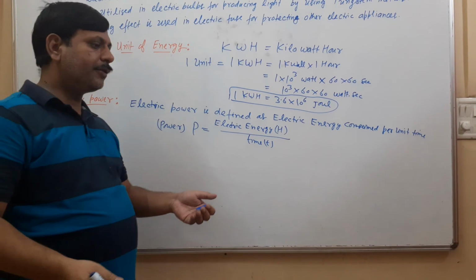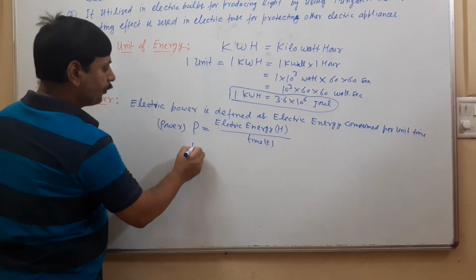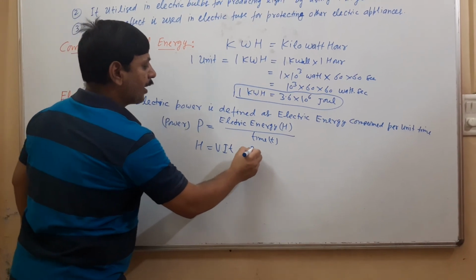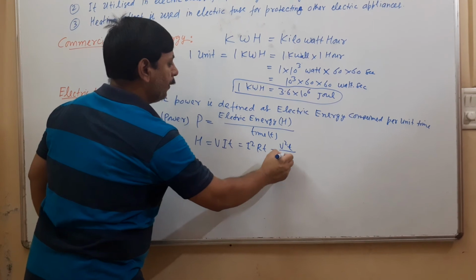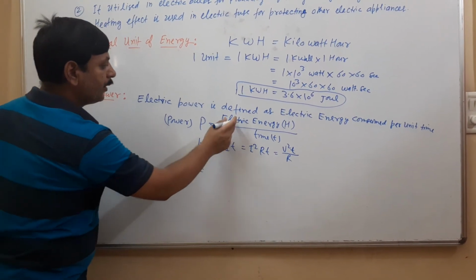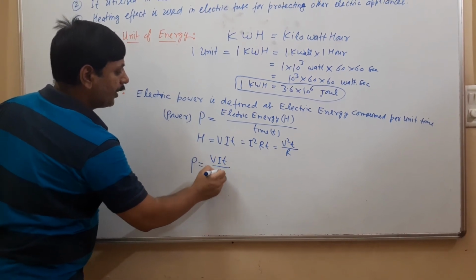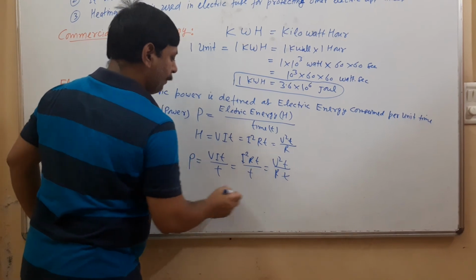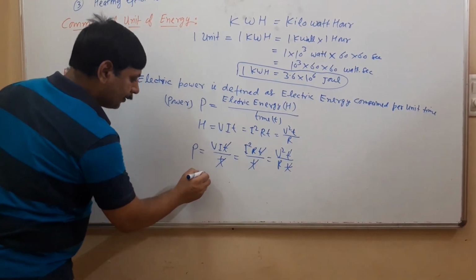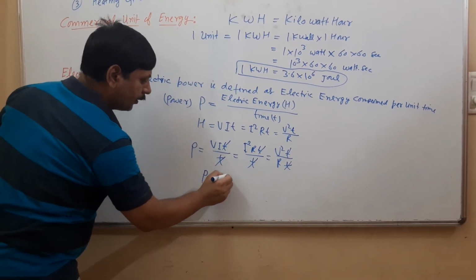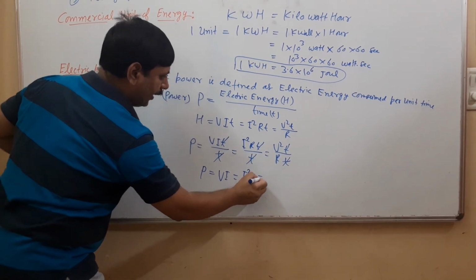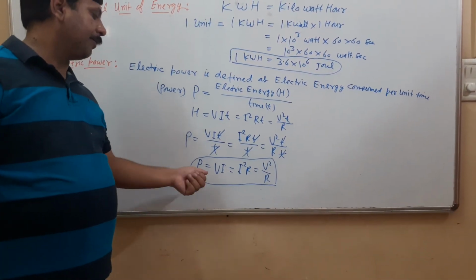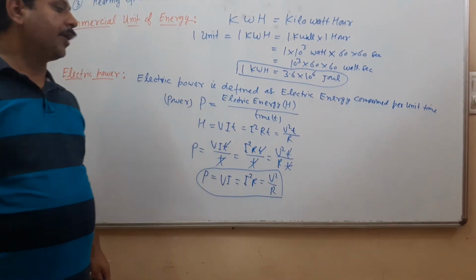And see here, if current I flows through a resistance R for time t, what is the electric energy consumed? That has three formulas: VIt or I²Rt or V²t/R. If you put these in place of H, power is VIt upon t, I²Rt upon t, V²t upon Rt, so t cancels. So electric power P is equal to VI, or I²R, or V²/R. Very important formula.